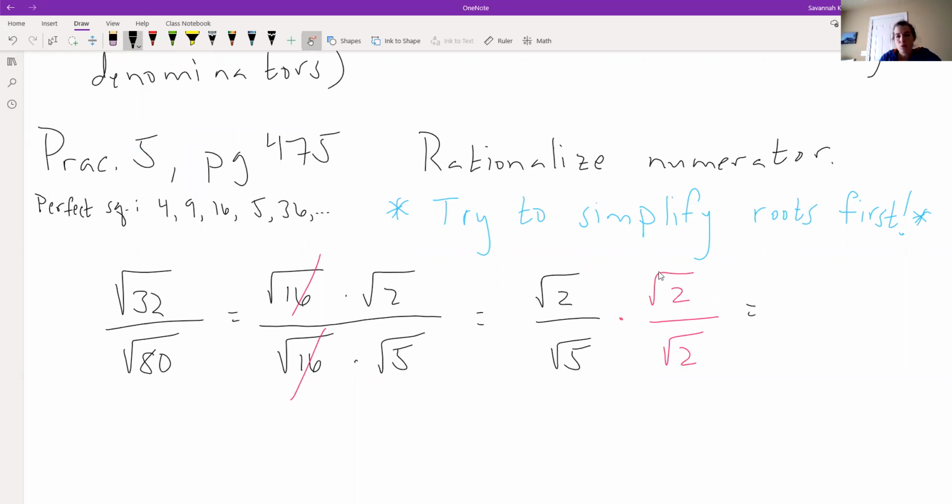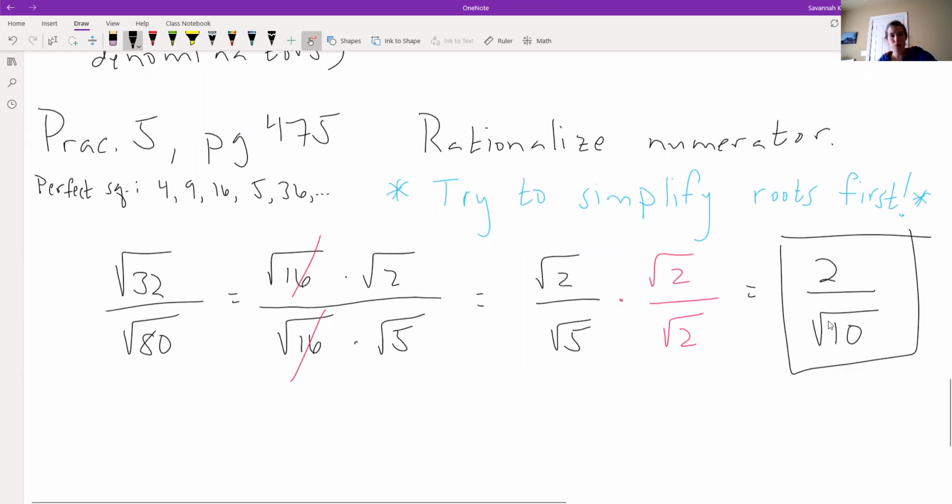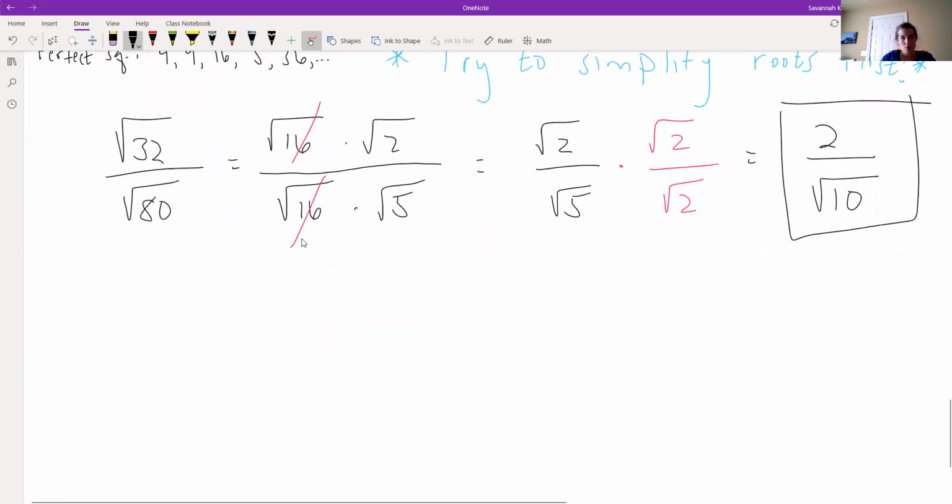Of course, root 2 times root 2 releases the 2. Oh, never mind. Sorry. I mean, going crazy here. 5 times 2 is 10. There we go. That's where we leave it. So the numerator looks great. The denominator doesn't, but for whatever reason, that's where they told us to stop.